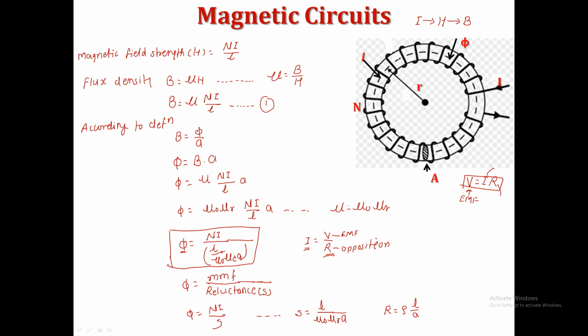In the DC circuit, the resistance is directly proportional to the length. In the magnetic circuit also, the reluctance is directly proportional to the length. In the DC circuit, the resistance is inversely proportional to the area of cross section. In the magnetic circuit also, the reluctance is inversely proportional to the area of cross section. In the DC circuit, the resistance is directly proportional to the material.